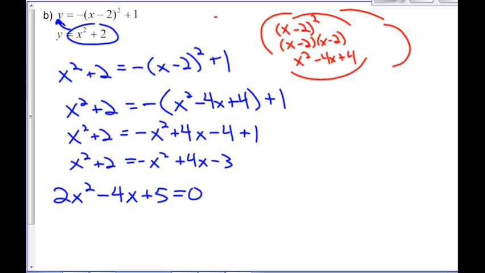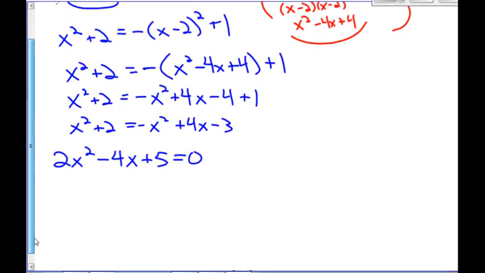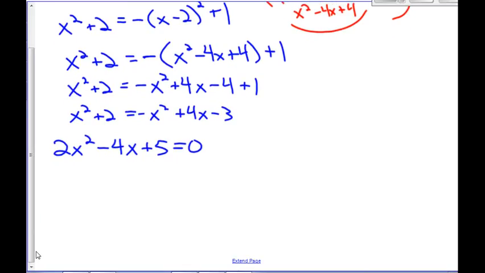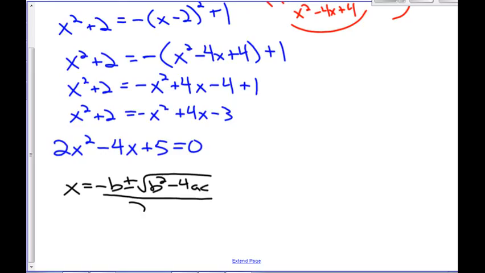Now, I might try and solve it by factoring. I try for a few seconds. I can't figure out how to factor it. So I go to the quadratic formula. And it's negative b plus or minus the square root of b squared minus 4ac all over 2a. Okay. And substitute in some numbers.